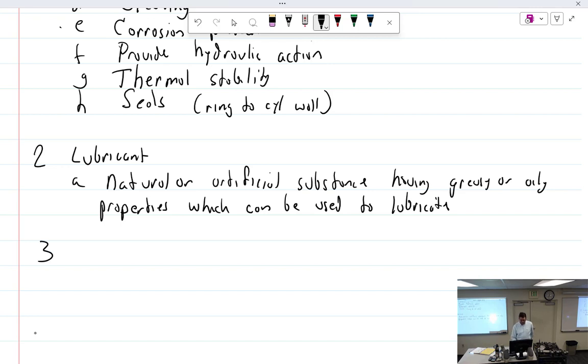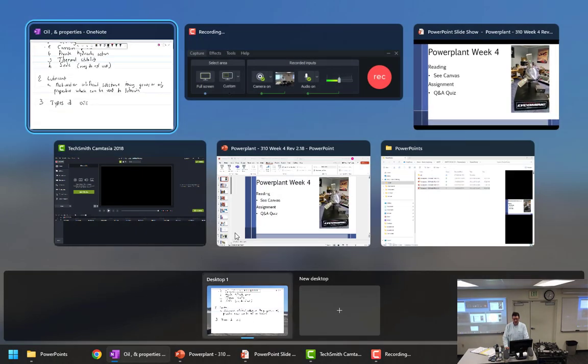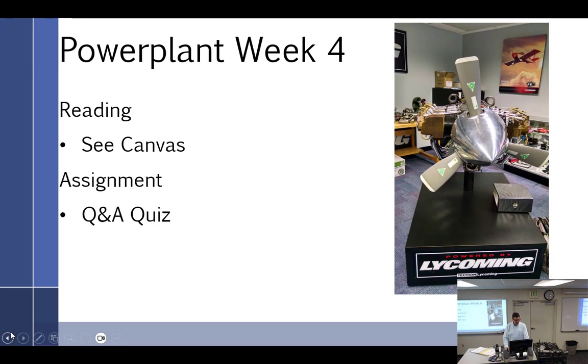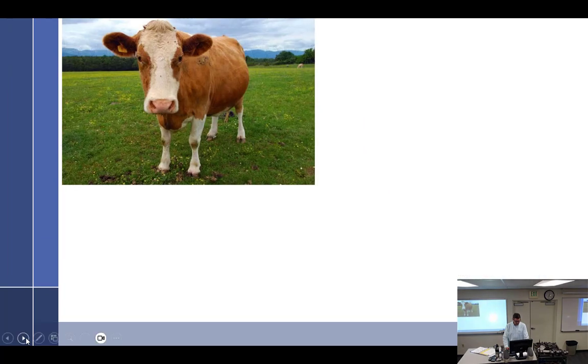All right, types of oils. I'll talk about them, then I'll circle back around. I'm going to try that a little bit different this year. Okay. First we have cow oil. Animal oil. Types of oils. Animal. So I'll write it down a little bit. You can just listen and pay attention. I'll go back and write this.